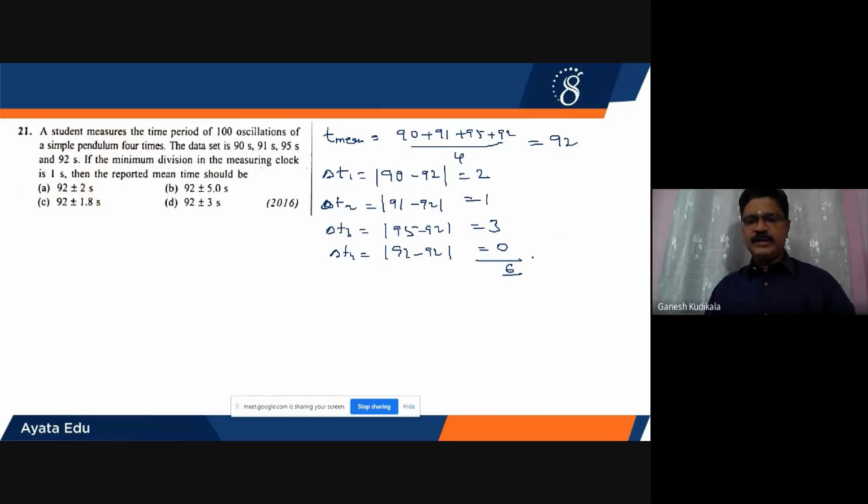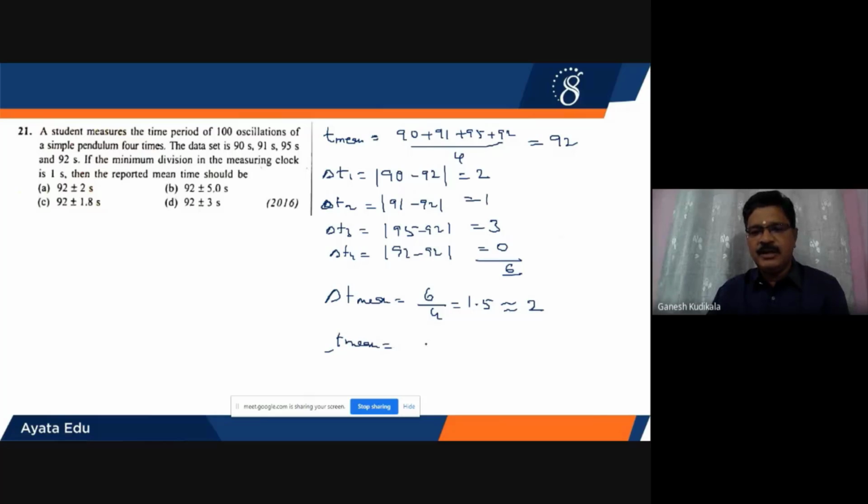Then the mean of this error, delta T mean, will be equal to 6 by 4. Its value is 1.5. On rounding off, the digit is 5 and the preceding number is 1, which is odd, so make it even. Therefore the value will be 2. So the T mean value will be 92 plus or minus 2. Therefore this will be your first option, A. Okay.